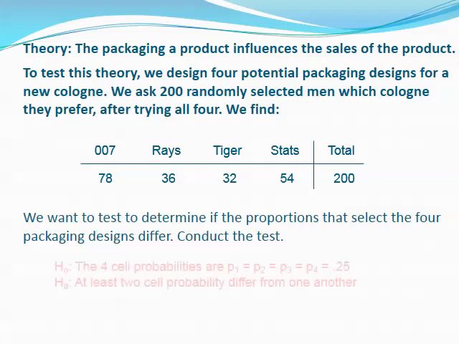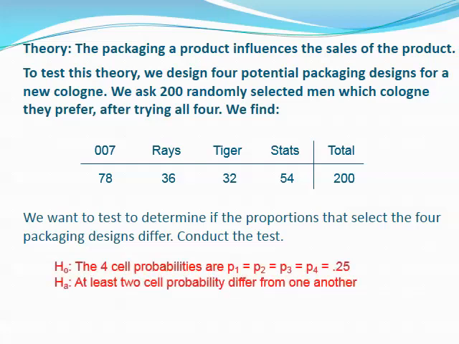And so here's what I'm going to hypothesize. The 4 cell probabilities, P1, which would be P007, the proportion that choose 007, should be a quarter. The proportion that choose Rays should be a quarter. Tiger, Stats, they should all be the same. It shouldn't matter. If the packaging doesn't matter, that's what the null is going to say. It's going to say the packaging doesn't matter. What's the alternative going to say? Oh, it does. The way we market, the way we advertise definitely matters. And so in other words, the probabilities will change as the packaging changes. So we're going to say at least 2 of the cell probabilities differ.